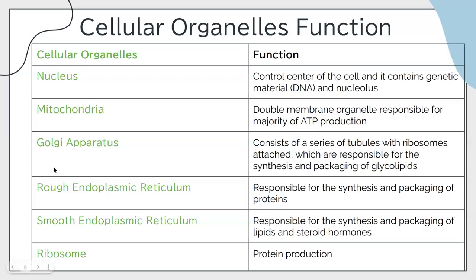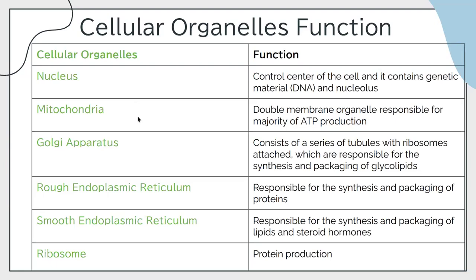So now we're going to get a little bit into the function of all of these cellular organelles. All of the different factors that I have gone over, such as the nucleus, the ribosomes, mitochondria, all of those are considered to be organelles. So your nucleus is the control center of the cell. It helps with all of the genetic material, the DNA, and the nucleolus. It is basically the cookbook for how everything in the cell is supposed to function and work.